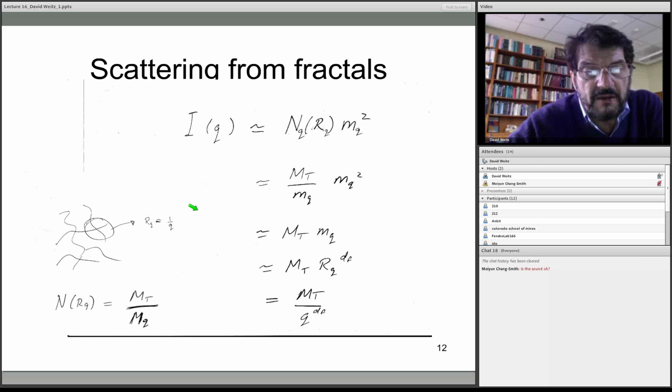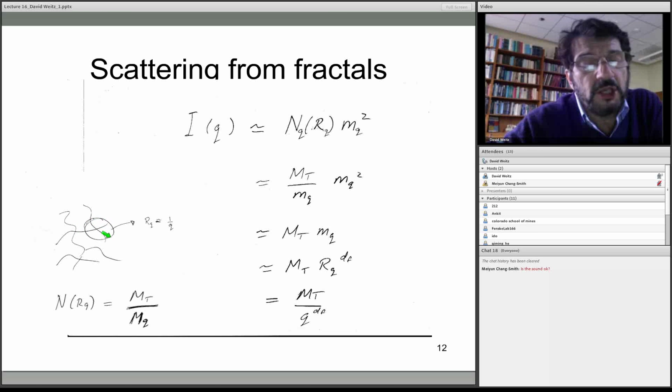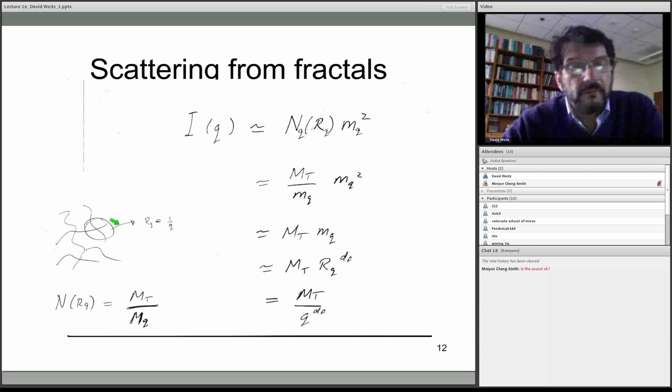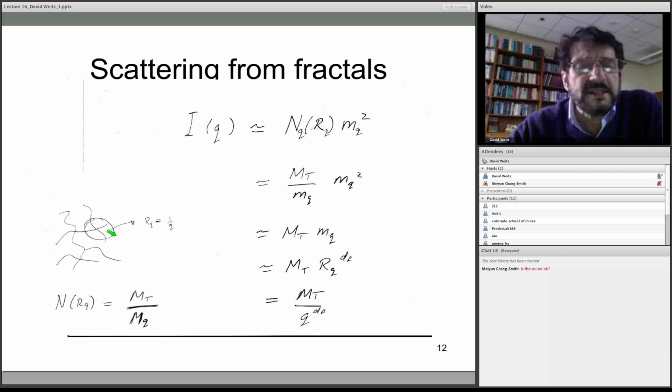Here's the nature of a fractal object. It's got this very tenuous structure, and at any angle, any value of a wave vector, you're looking in a volume that's made up of 1 over the wave vector, that's a length, 1 over the wave vector cubed. Within that volume, you have no resolution of the structure. Within that volume, the scattering is essentially coherent, and therefore the intensity of the scattering depends on the square of the mass inside that volume.